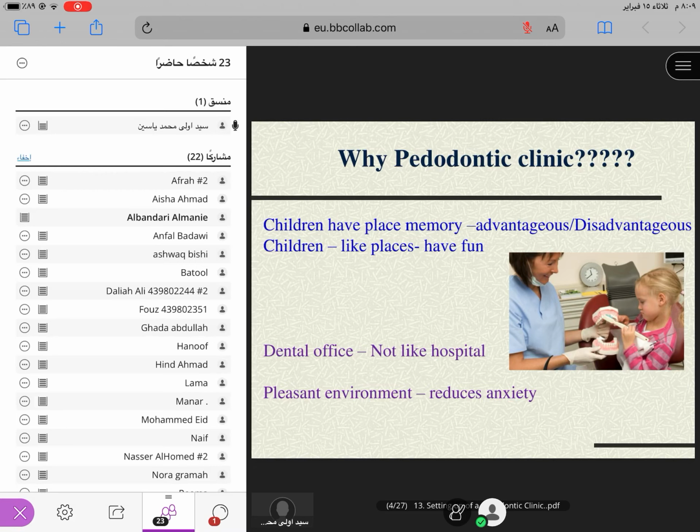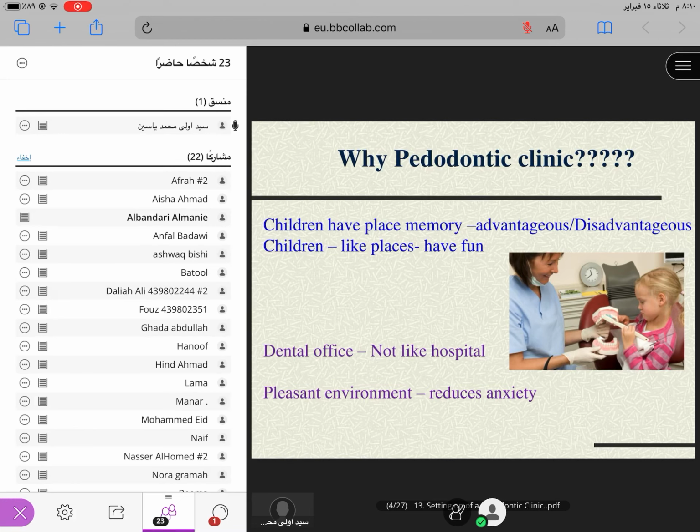At the same time, if a child had a positive dental experience, like if a child goes to a shopping mall, they play in the games, they have a positive experience, they have fun. So that area gives them a positive, pleasant experience. So basically, this place memory plays a significant role in the cooperation of a patient.